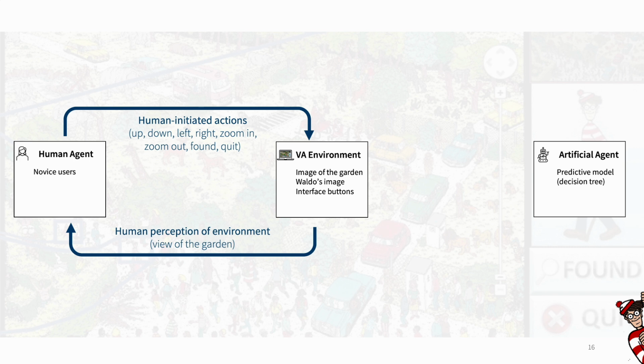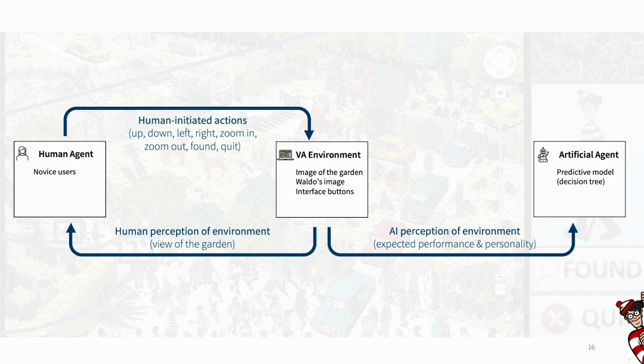The artificial agent here is able to observe player interactions with the interface and infer their personality trait and how long it takes for them to complete the task. Now that we have specified the components of this visual analytics setting, let's characterize it using the attributes discussed earlier.